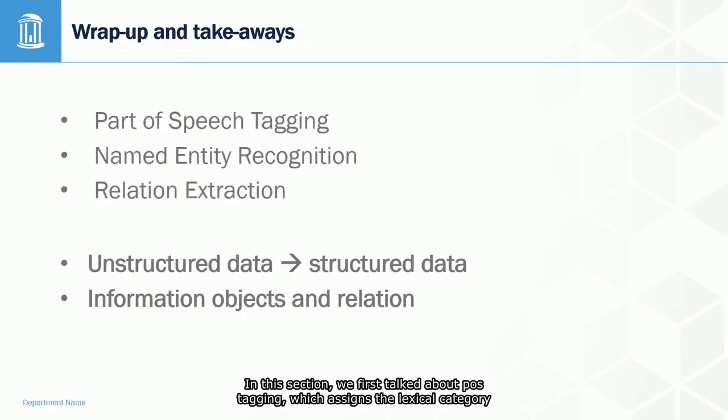In this section, we first talked about POS tagging, which assigns a lexical category to each word to distinguish them among the sentence. We also talked about NER, which labels entities with a predefined meaning. Lastly, we talked about the syntactic dependency structure and how to use it to extract subject-object relations. These three tasks are essential components of text mining and natural language processing. They help us turn unstructured data into a structured format and identify important information objects and their relations.